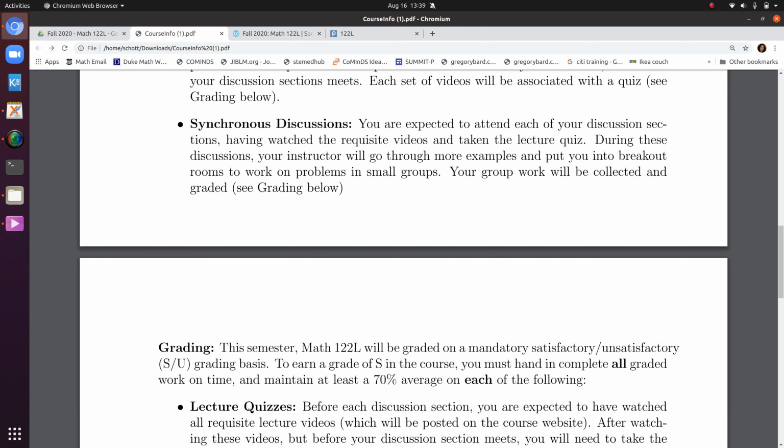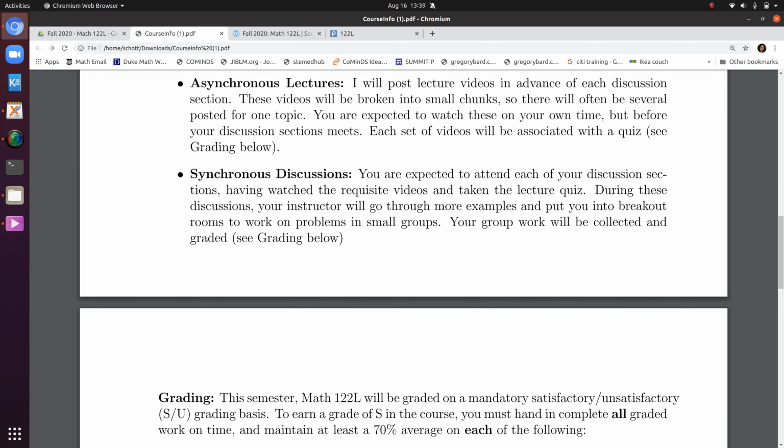So a big change is that we are going to be offering this course mandatory satisfactory/unsatisfactory this semester. That's very much motivated by this shift to online learning and the general addition of stressors for students that are happening. I hope that will be a net positive for the students taking this course.